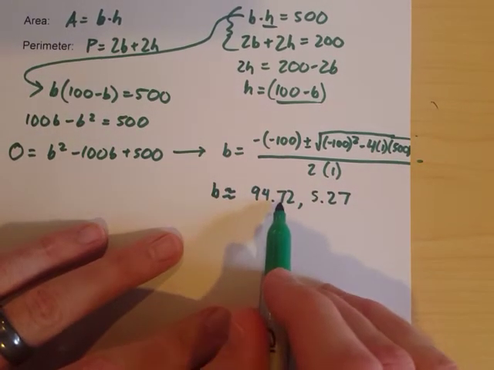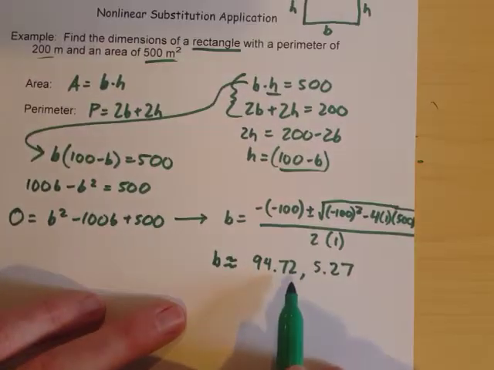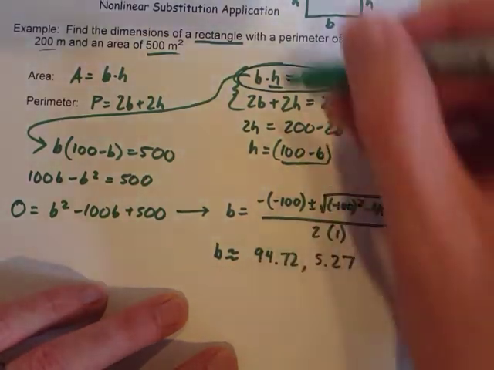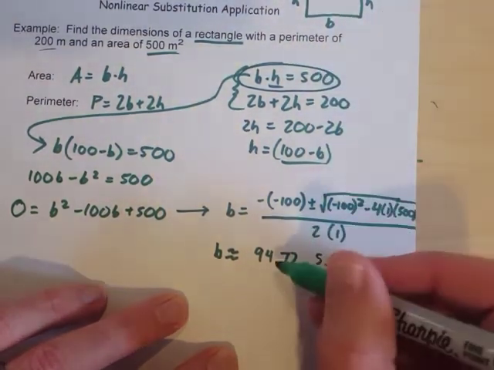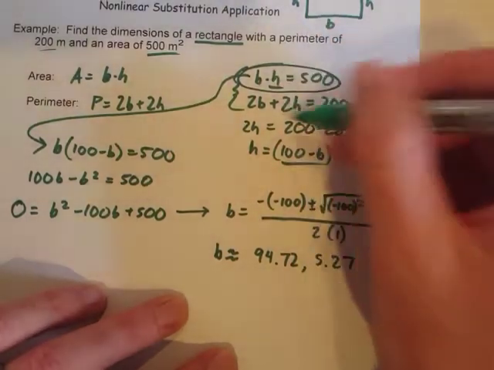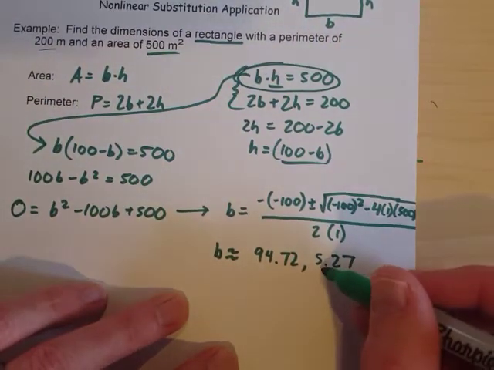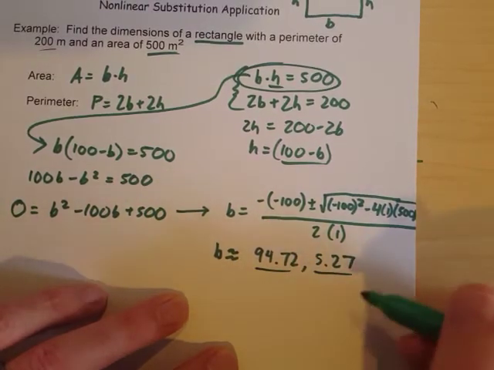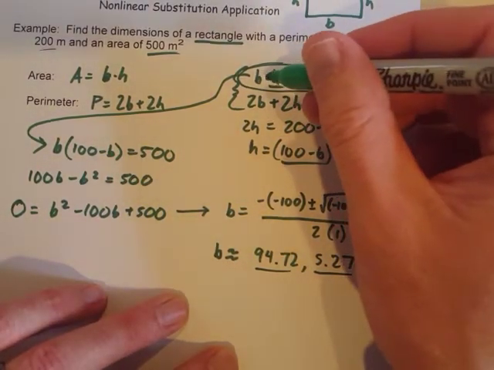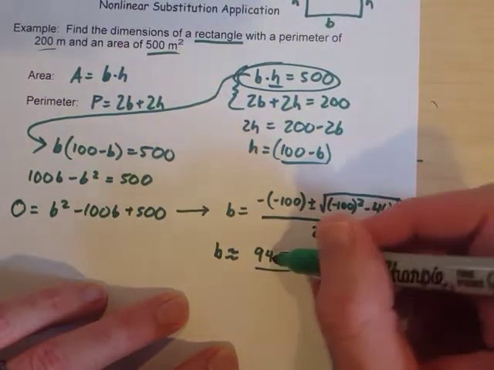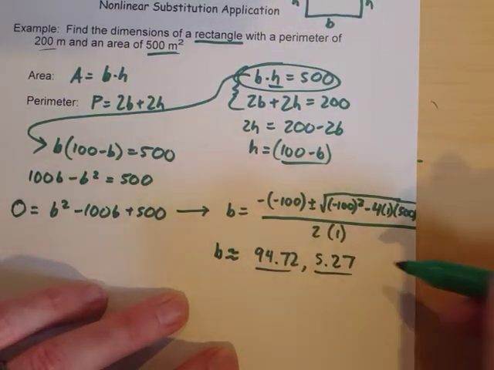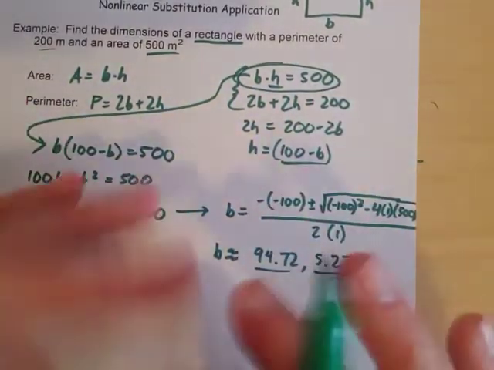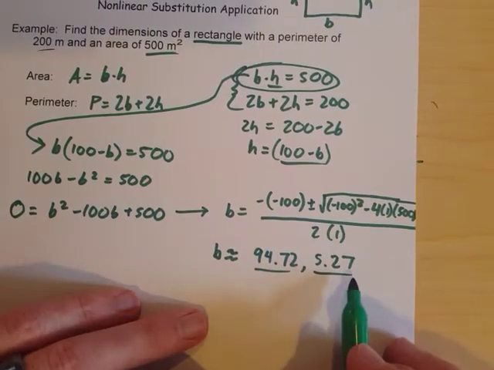So if I have 94.72 and I plug that into one of my originals right up here, and I do 500 divided by 94.72, what comes out is 5.27. And vice versa, if I put 5.27 in there and solve for the other variable, it gets 94.72. So these are the only two possible dimensions that I could have for b or h. They go hand in hand. These are the ones that we're looking for.